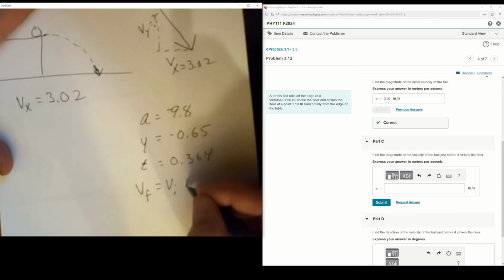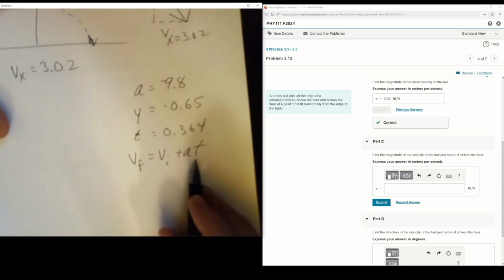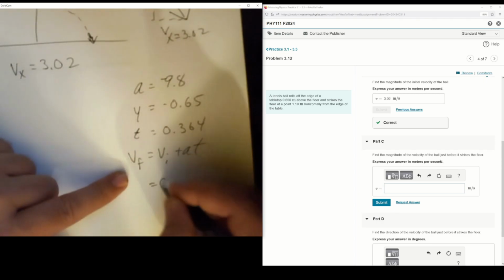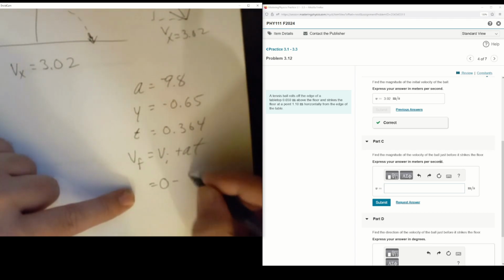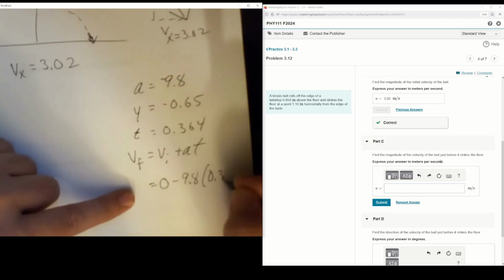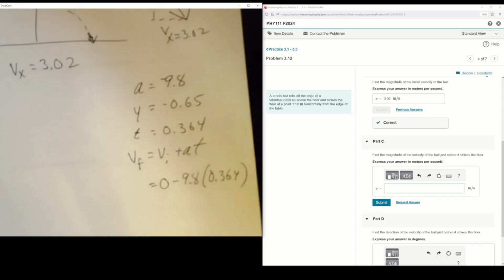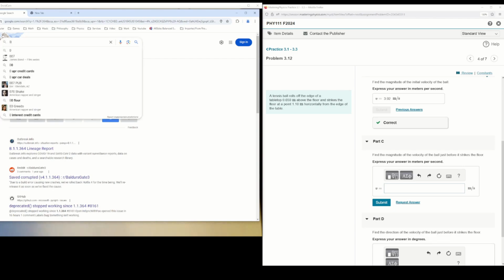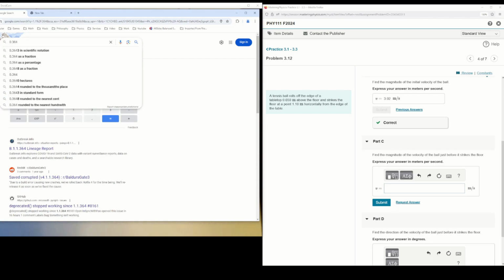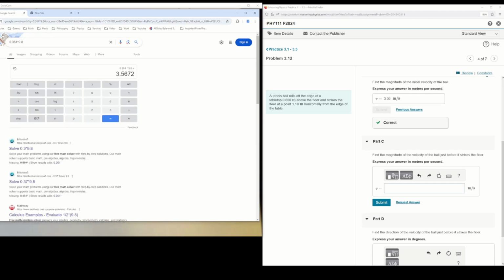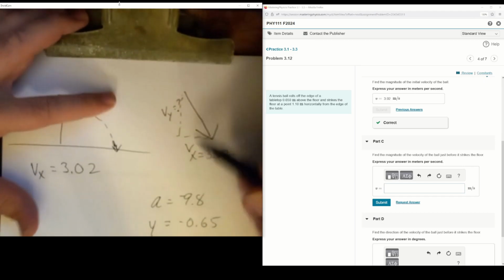We can get this one from the first equation that I've usually written on the board here. We can get final velocity here. So we have initial is 0, minus 9.8, which is a, times the t that we solved for. That is our final velocity, 0.364 times 9.8 is, and of course it's going down, so it's negative. I just didn't put the minus sign in Google there. 3.567. So there is our velocity going down.